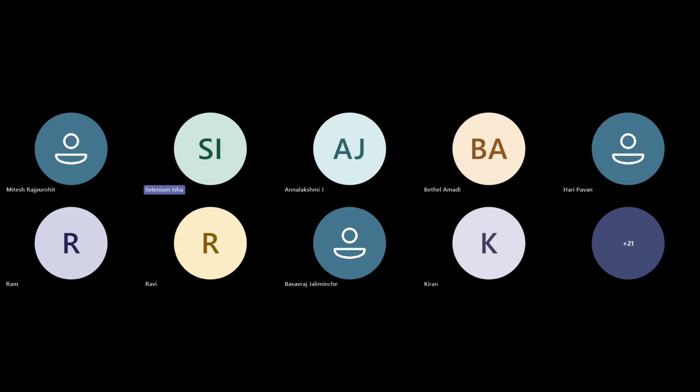Playwright with Python or Playwright with JavaScript, which is good in the market? Currently, we have a higher share with Playwright using JavaScript. Out of 100, we have 55 to 60% with JavaScript, and then 40 to 45% with Python.